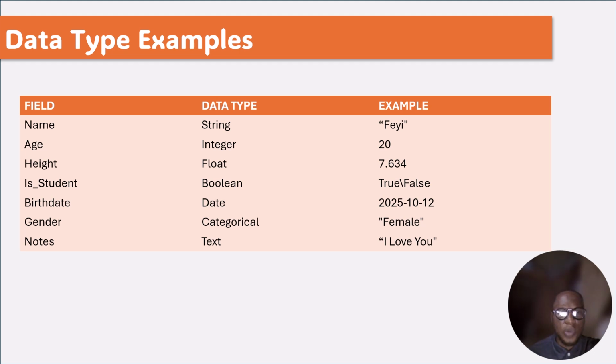Then we have Boolean, true or false. Then we have date, like 2025-10-12. Then we have gender, which is categorical data, where we have male or female. Then we have text. Text can be the same thing as string, actually.